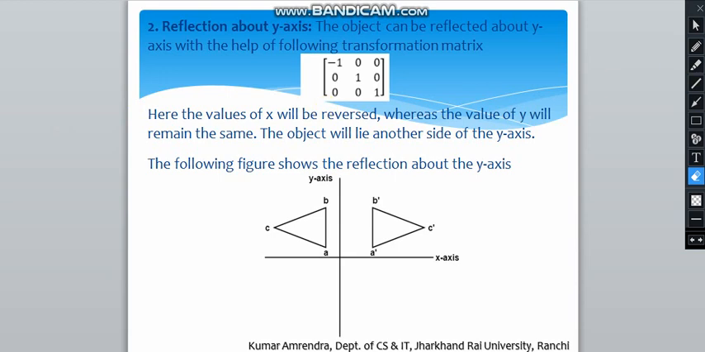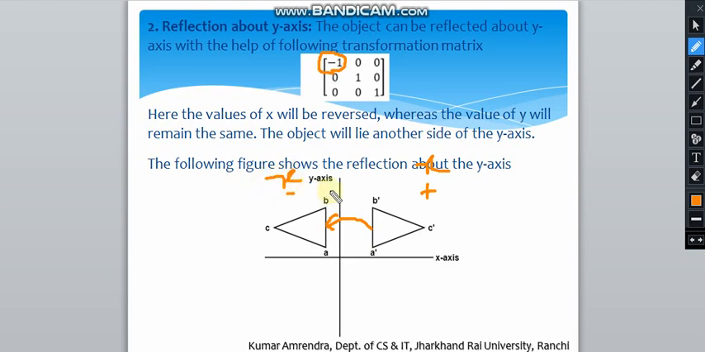Let's move on to the second type, that is the reflection about the y-axis. Similarly, just like we have done along the x-axis, now we are doing along the y-axis. So this can be done like this. Here, in this image the value of y will remain constant, or will not change, but the value of x will become negative. Why is this negative? Because in the first quadrant the x is positive, and in the second quadrant the x is negative.